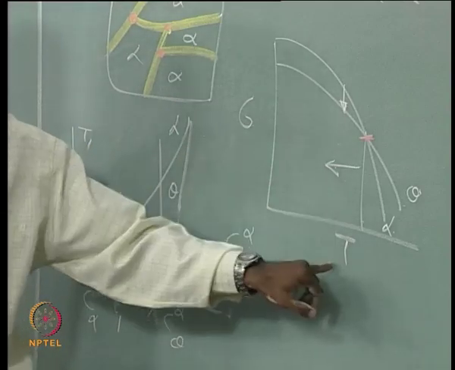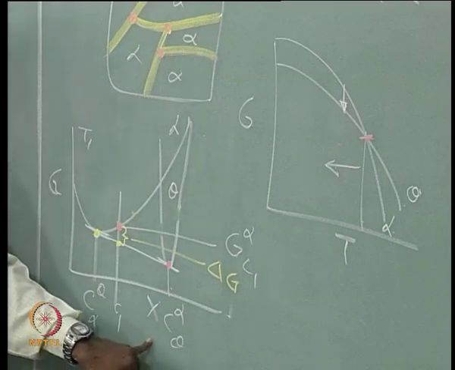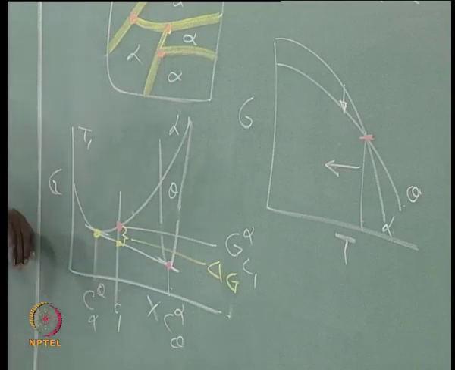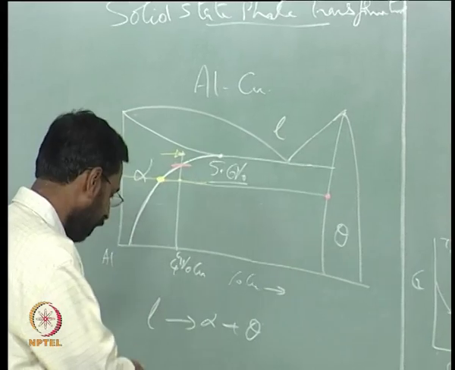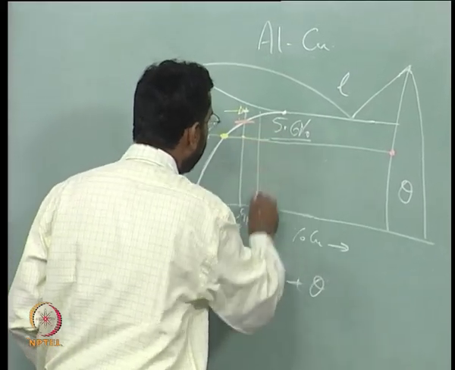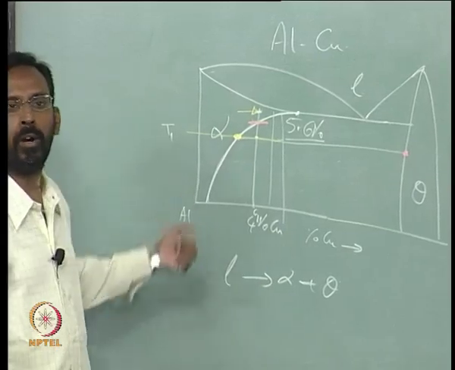This is a GT diagram and this is a GC diagram or GX diagram. In the GX diagram, if this is the alloy and I increase the alloy composition, take it more and more towards theta composition, you will see larger and larger driving force. If I keep on increasing the alloy composition, I would see more and more driving force.